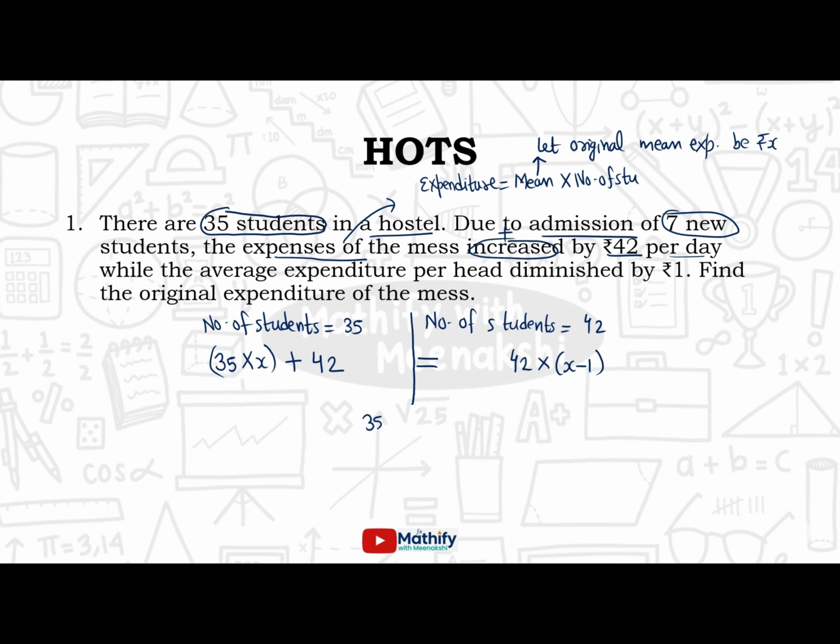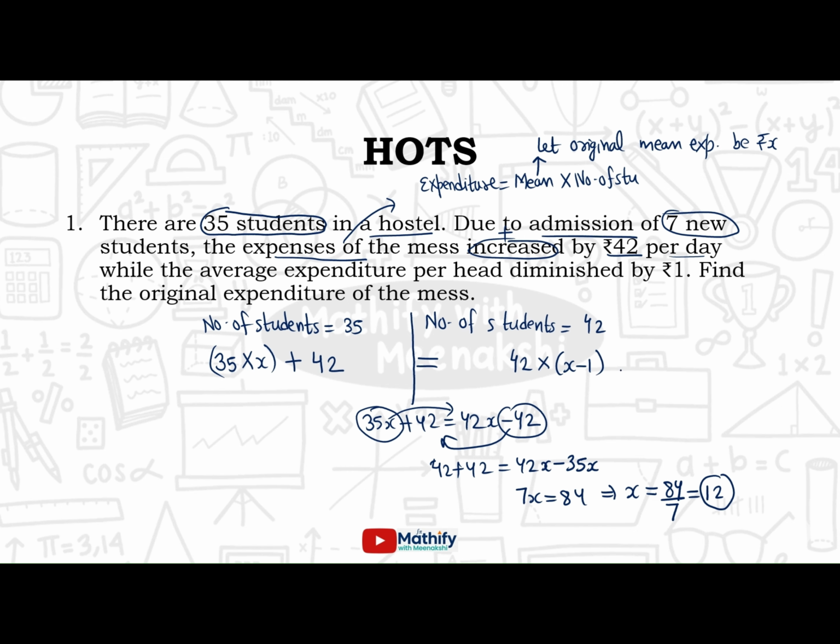That means 35x plus 42 is equal to 42x minus 42. You can transpose 35x to that side and minus 42 to this side. You can write 42 plus 42 is equal to 42x minus 35x. You can say 7x is equal to 84. Or you can write x is equal to 84 by 7. That means 12.